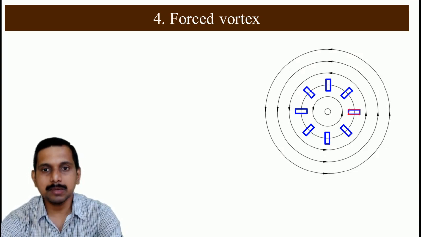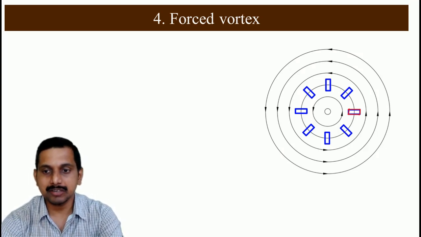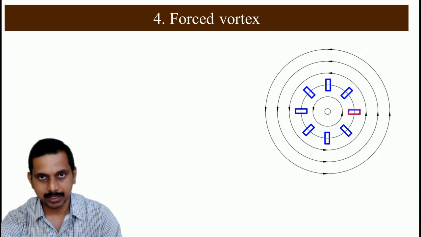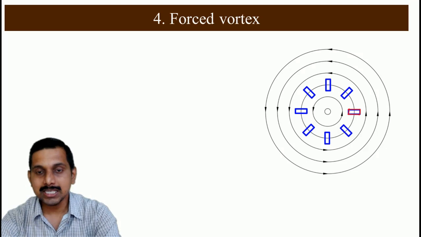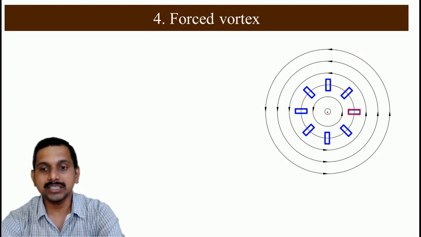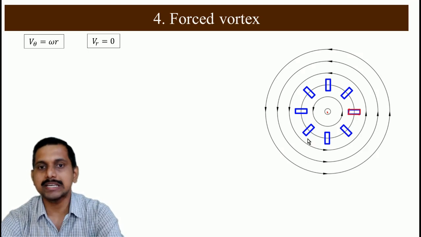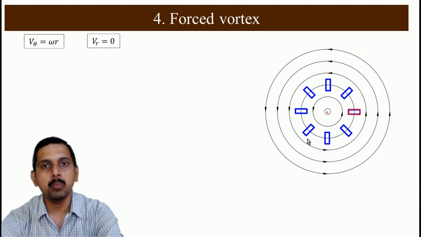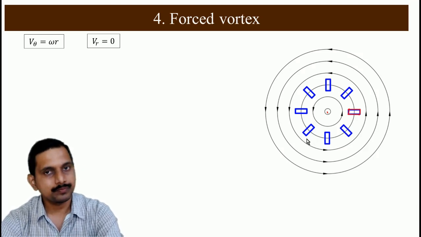Now what is important here: when you rotate a disc, we see that the tangential velocity is a function of r, correct, and as r increases, the tangential velocity increases, and at the center the velocity is 0. The same thing is there in the forced vortex, where V theta is omega into r, where omega is the angular velocity, and Vr is equal to 0.